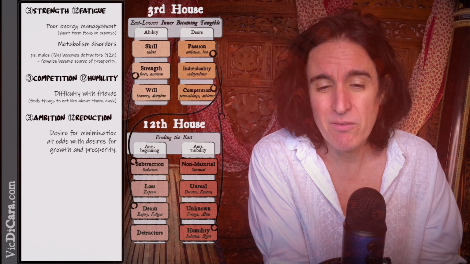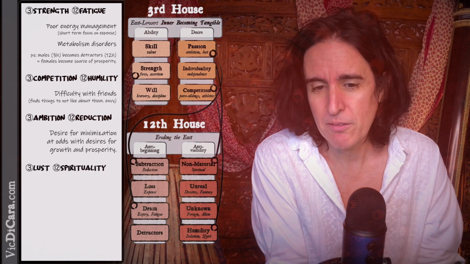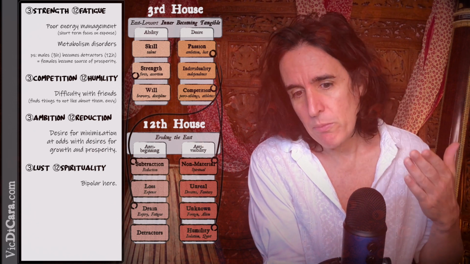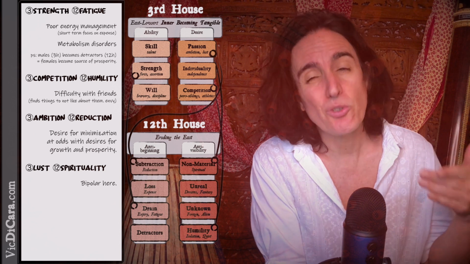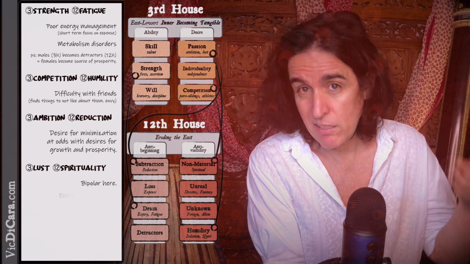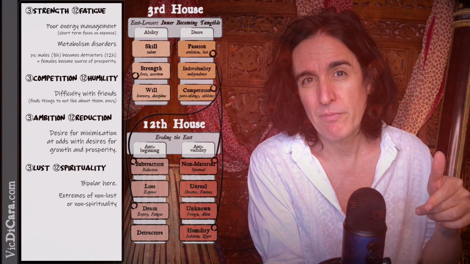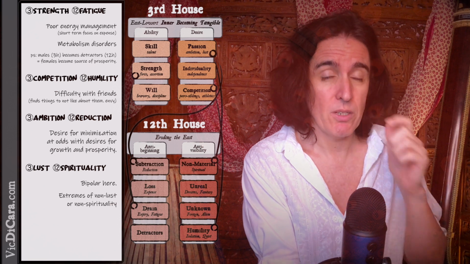Another issue, the fourth issue, the final issue that is important with the third and the 12th house, is that the third is the house of lust, which is material desire, and the 12th is the house for spirituality, non-material things. So this is similar to the ambition and reduction thing. And again, you'll have a bipolar effect here. People will tend to be at an extreme, actually, of either being non-lusty or non-spiritual. Or in other words, they'll be extremely spiritual or extremely lusty, or can oscillate between the two in different situations or at different times.